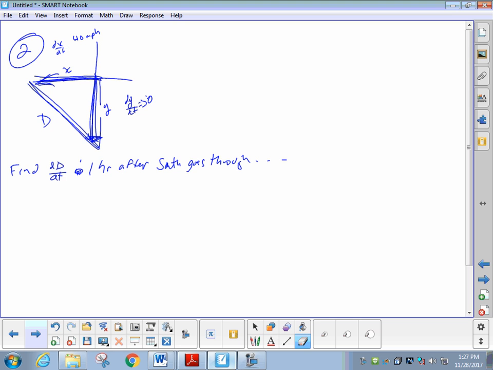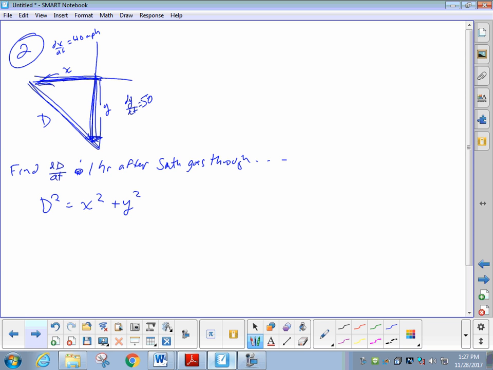Okie dokie. So here we go. What's the relationship between the variables? D squared equals x squared plus y squared. Now you might be asking, what about that whole time thing? What about that it's moving through the intersection, blah, blah, blah. It'll pan out. It'll come in. Don't you worry. We'll get there eventually. Okay?